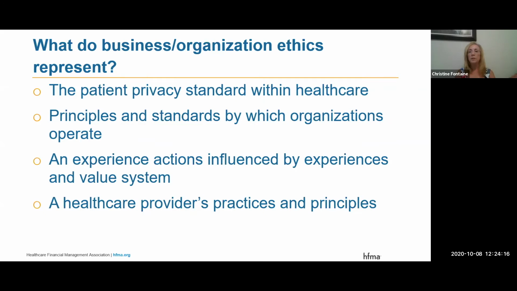So what do business organization ethics represent? If we look at what we just talked about and think about things like standards, then clearly number 2, where in healthcare, both clinical and financial personnel must be fully aware and engaged in the laws and regulations that govern their work. So business or organizational ethics are relevant to the conduct of individuals within an organization. They are the principles and standards by which organizations operate.